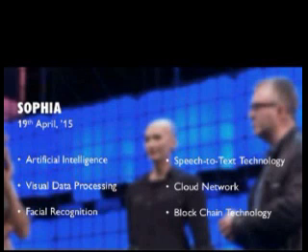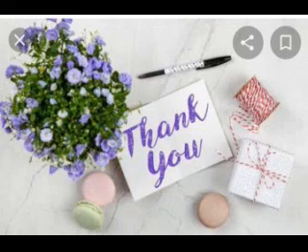Next one. Do you know the Sophia robot? You know Sophia. Sophia is a robot. It looks like a woman. This robot has AI, artificial intelligence, visual data processing, facial recognition, speech, and a cloud network. Facial recognition means we can recognize a person by the face. Speech identifies the person. And in the cloud network, we store their data.